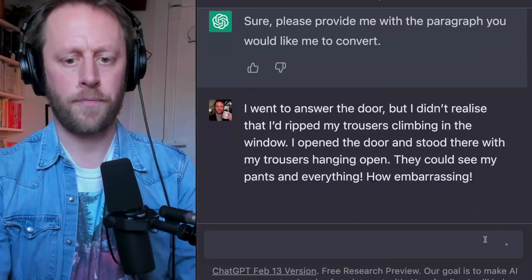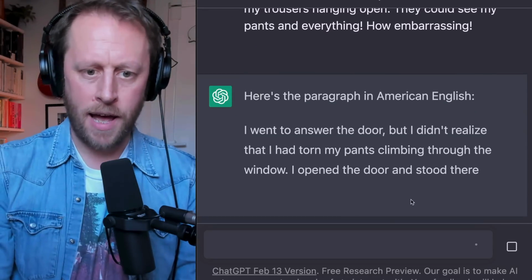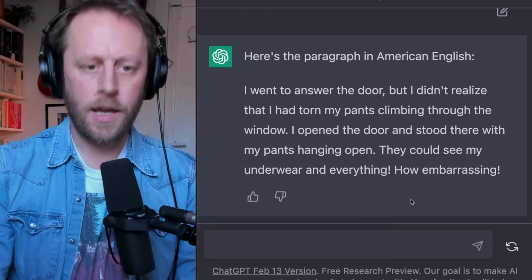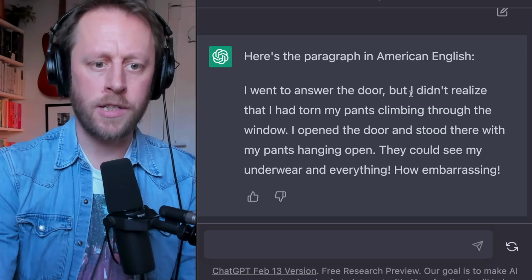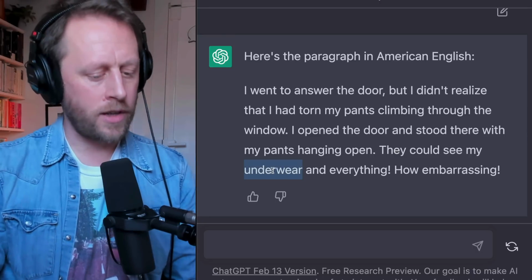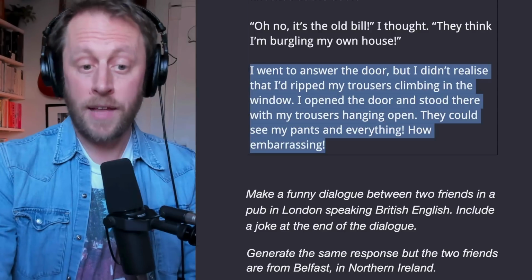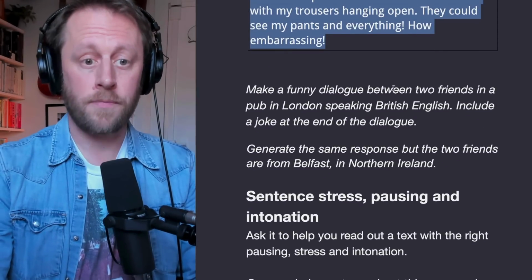Here's the paragraph. Let's just see if it will say underwear instead of pants. Yeah, they did. Okay, I went to answer the door. I didn't realise I'd torn my pants. I stood there with my pants hanging open. They could see my underwear. So it's converted trousers to pants and pants to underwear. So it does, if you give it a chance.